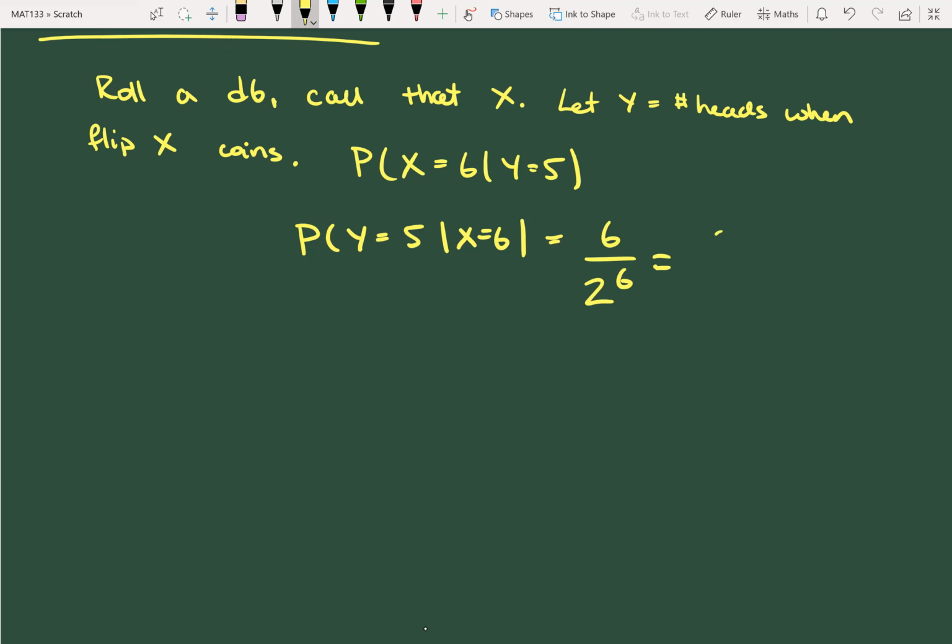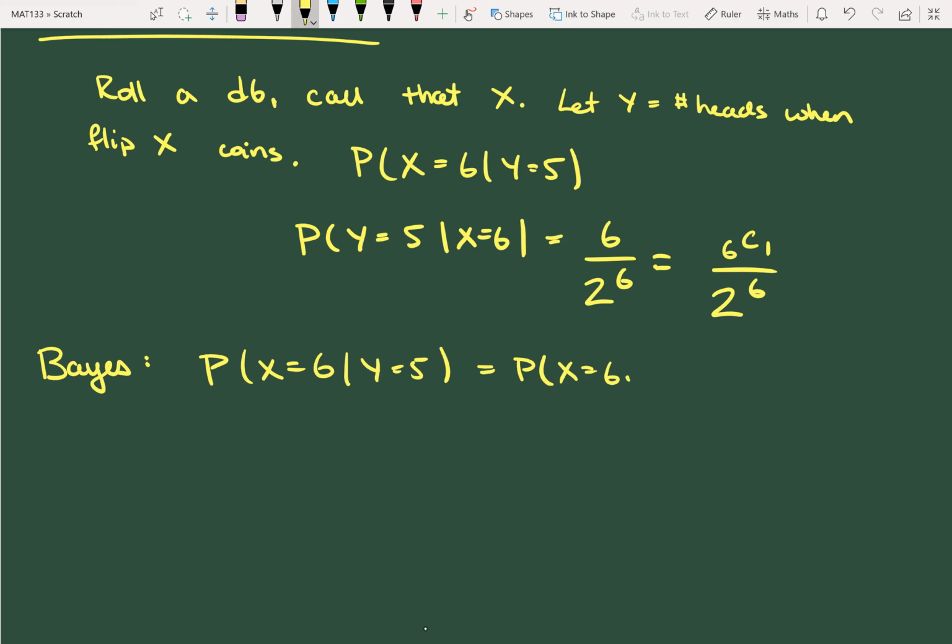Let me just write that, but of course, mathematically, it's the same thing. Okay, so that's the probability of that. Now, the question is asking you this weird thing where you're switching the conditionals. And that's a big hint that you should use Bayes' theorem. So by Bayes' theorem, I'm going to have to rederive Bayes' theorem because I never just remember it. So that would be the probability that x equals 6 and the probability that y equals 5, times the probability that y equals 5. Oops.